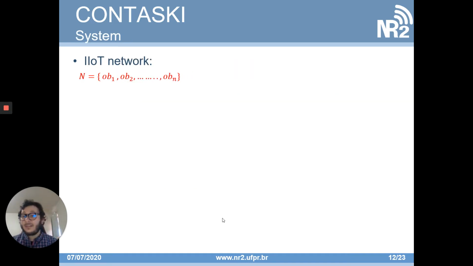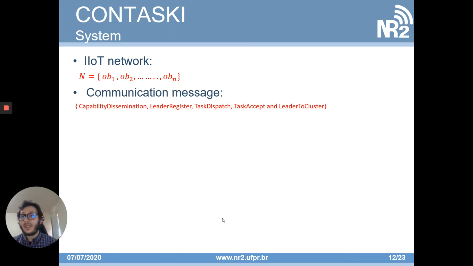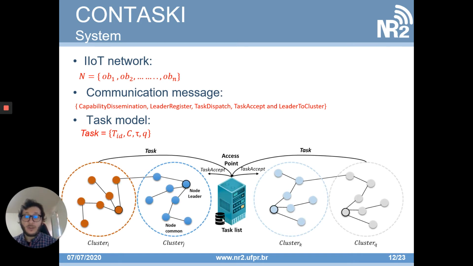Our system is composed of three different properties. First, we have the network with different objects. We have the communication. We have 5 types of messages exchanged among all the objects, and we have our task model. What is a task model? What does the communication model do in the network? So here is an example of our model.